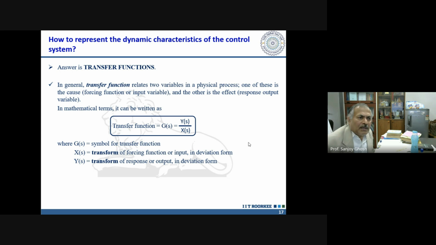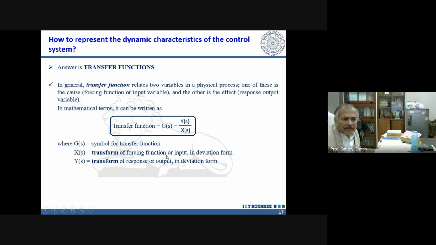I think many people have done Laplace transforms. I do not know if somebody has done it in engineering mathematics. I do not know how many of you have done it. Chalo, that is fine. So what is the transfer function? This is y by x. What is y? Y is the output, and x is the input.